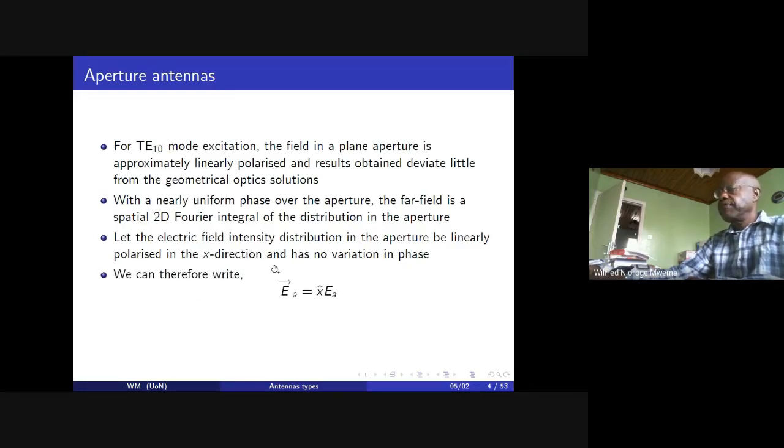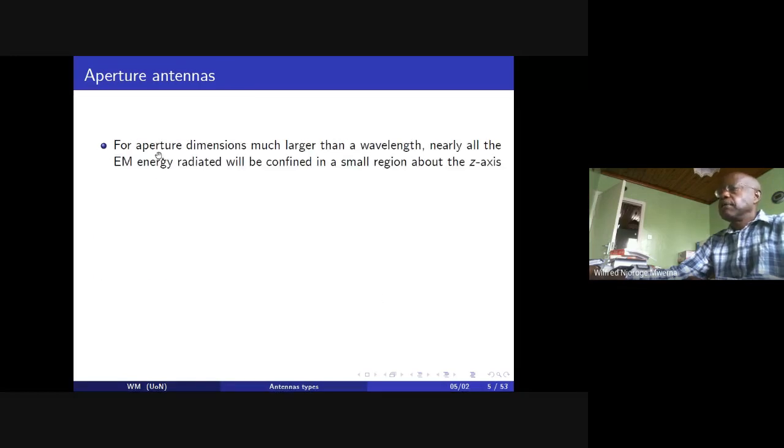So we can therefore write that the electric field is going to be given by x cap multiplied by E_a. So for aperture dimensions that are much larger than the operating wavelength, nearly all the electromagnetic energy radiated will be confined to a very small region about the z-axis. Okay, and this is what we call the paraxial approximation.